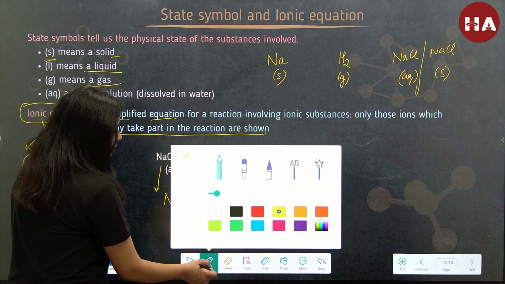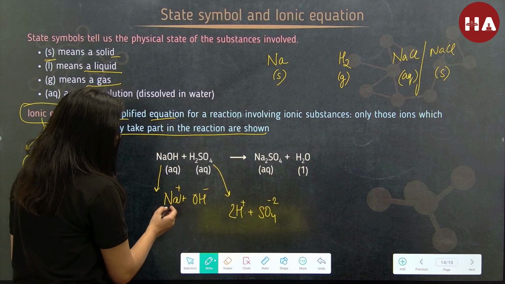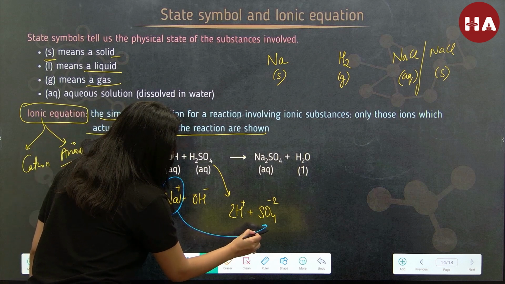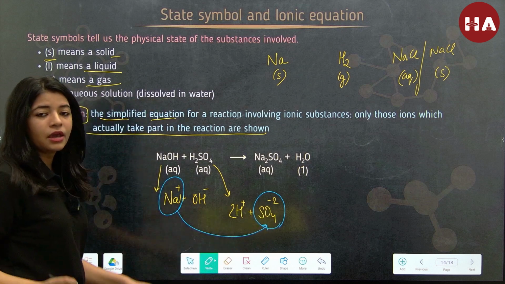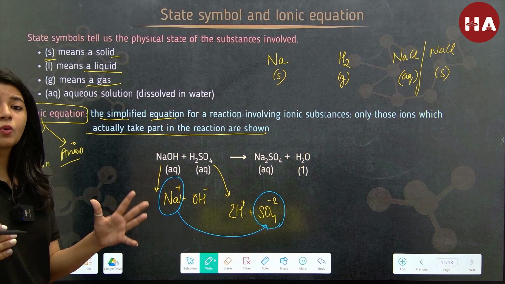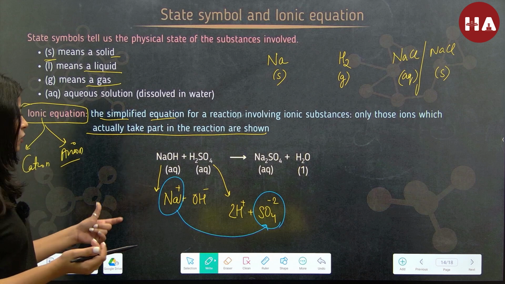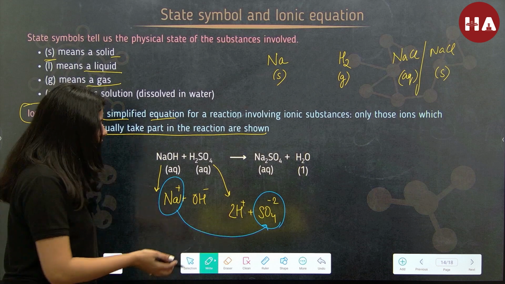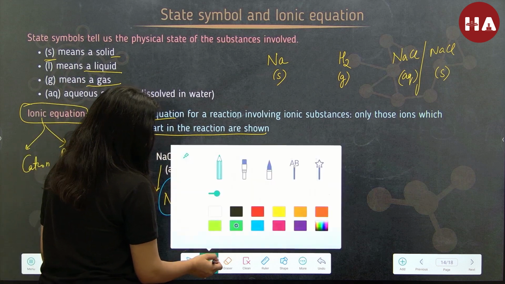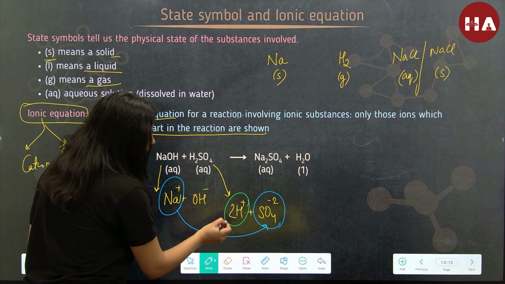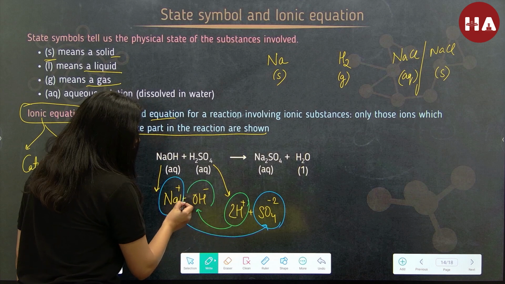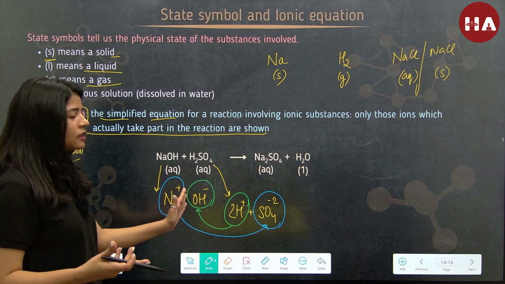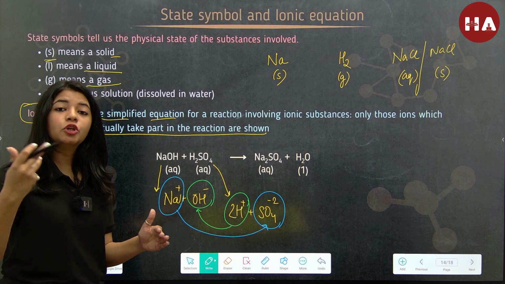Now what happens, let me change the color of the pen. Now what happens, this cation combines with another compound's anion. Okay, so crisscross will be happening. This is known as double displacement reaction, in which one cation reacts with another compound's anion. Okay, and what happens, the other compound's cation reacts with the first compound's anion. Okay, so the plus and minus charges actually crisscross to form new products, right?